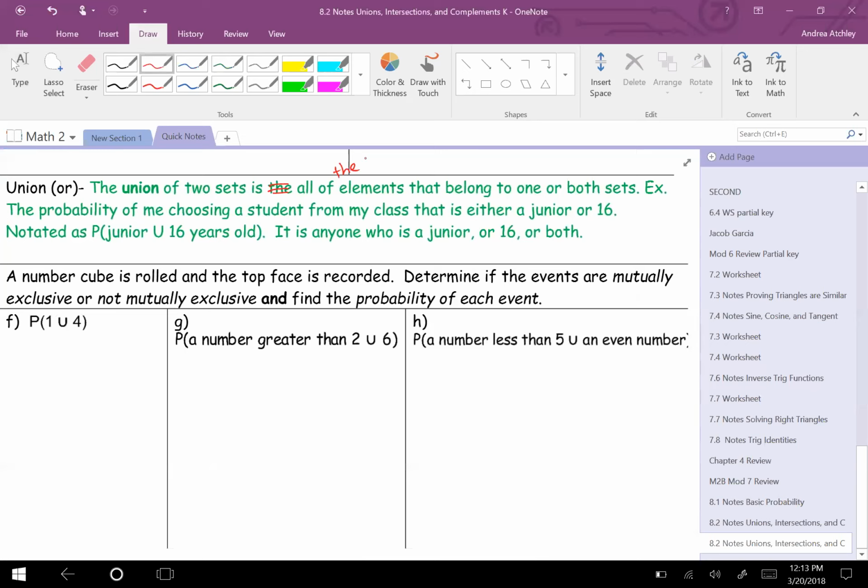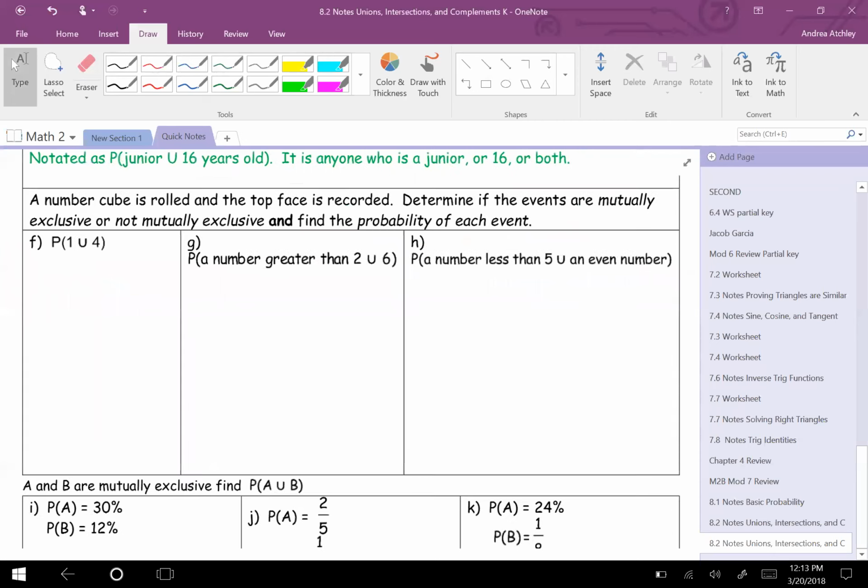Any questions over that? Do we have this all copied down? We're good? Okay. So now let's go into the probability of our OR.